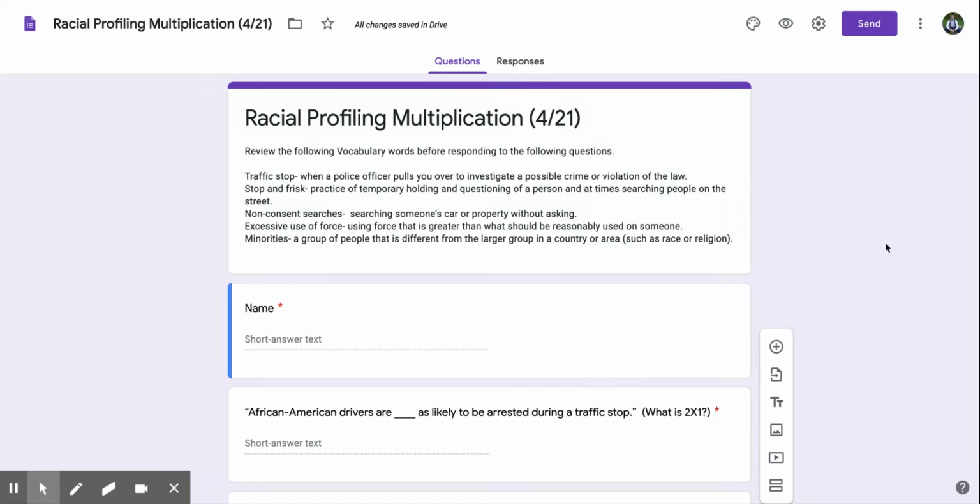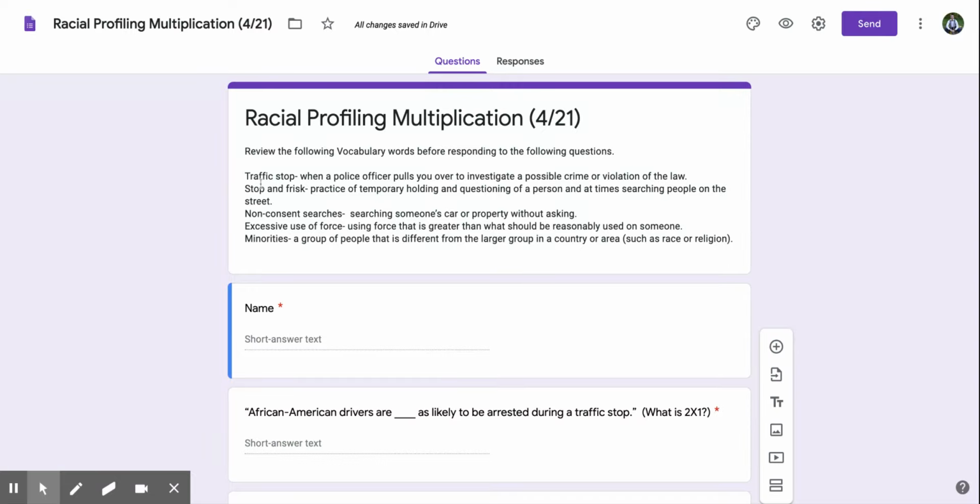So before we actually answer the questions, I want to just point out on top right under the title, we have a list of some vocabulary words. And here it says review the following vocabulary words before responding to the following questions. So I wanted you guys to just read through these now and familiarize yourself with them.